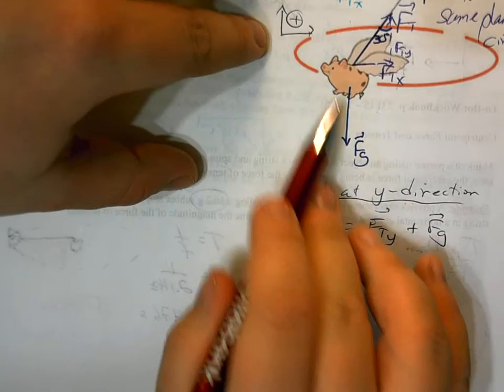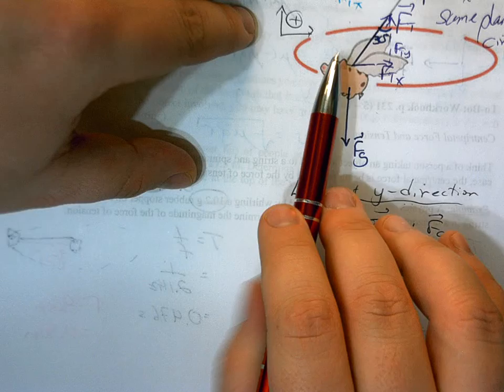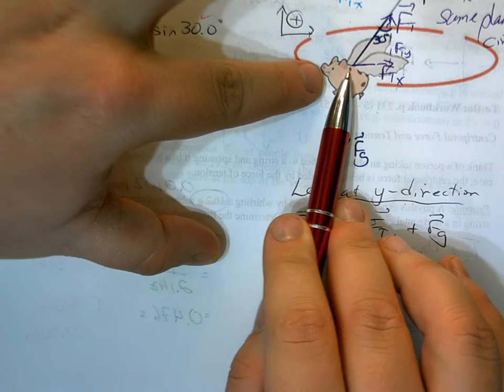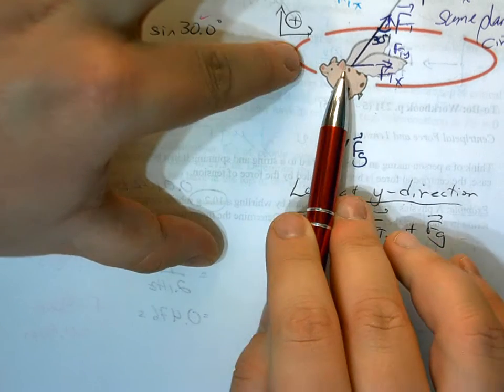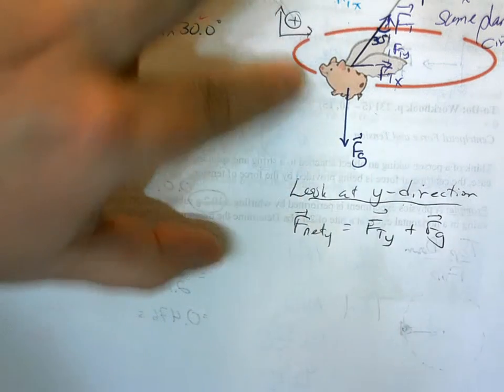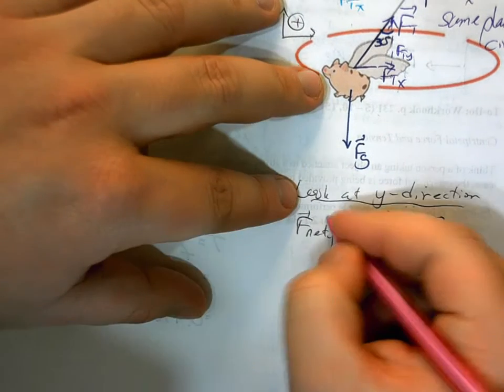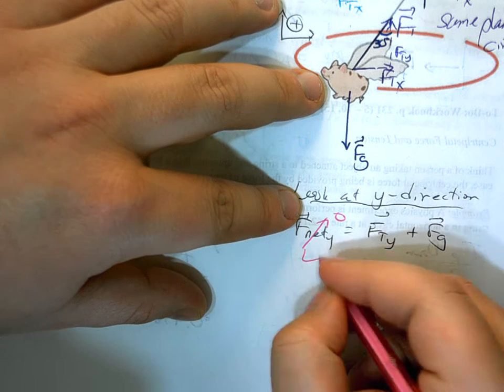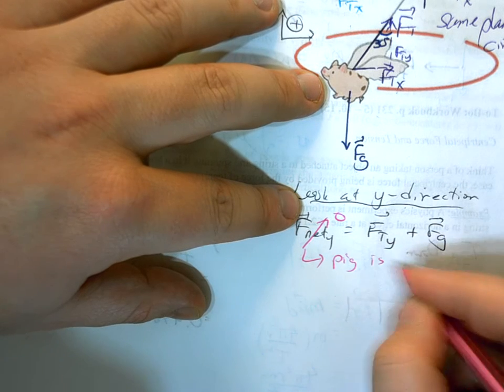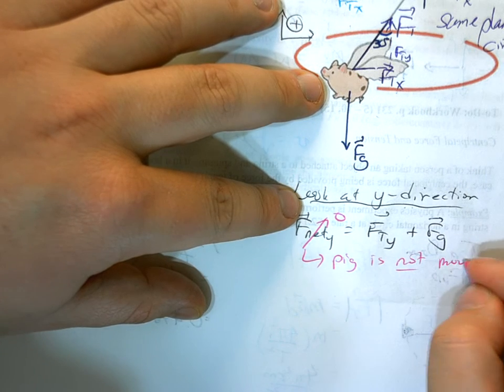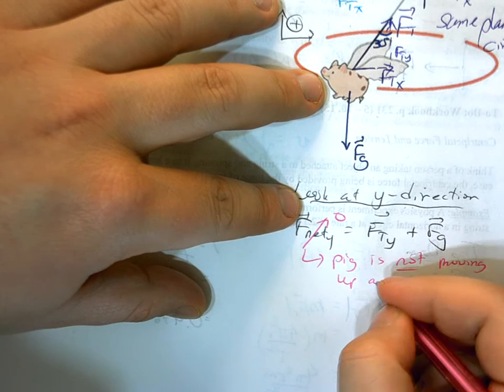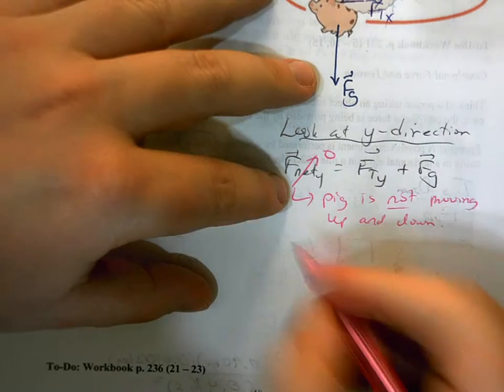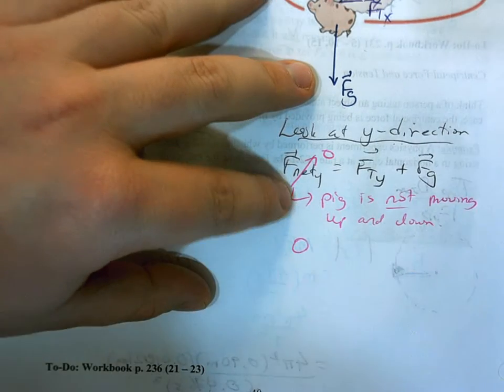Now the pig is moving in a circle, but the pig in the y direction is staying still. Like it's staying perfectly still in the y direction. The pig is not moving up and down. So we can say that the net force in y is 0. The reason for that is the pig is not moving up and down. So we know that the net force in the y direction is 0.